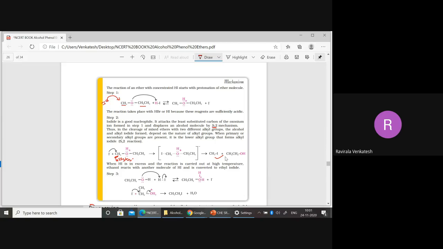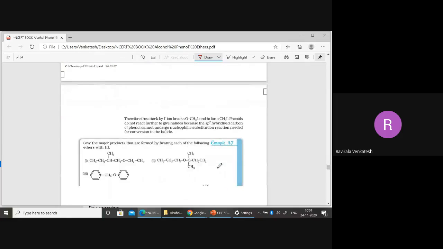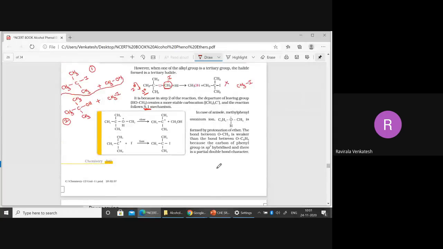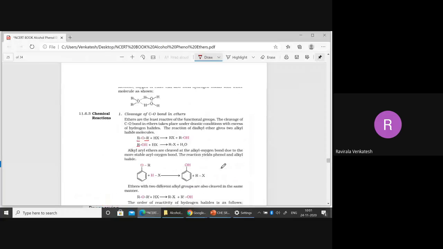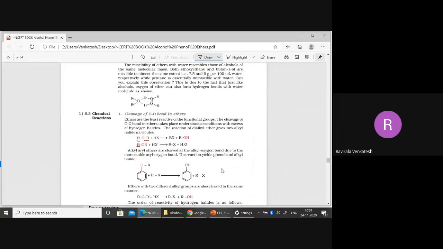So we are going to get CH3I. But in the case of tertiary, what happened? We are following the SN1 mechanism. That is the reason iodine attacks on the tertiary carbon. So read this one. And when you have a phenyl group, definitely we have to break here only. You have to break here only. We are going to get the phenol. Always we get the phenol.